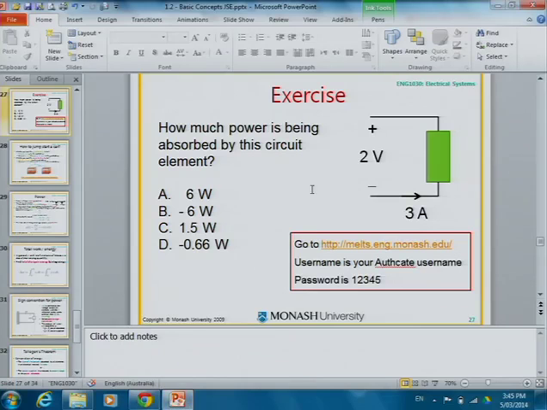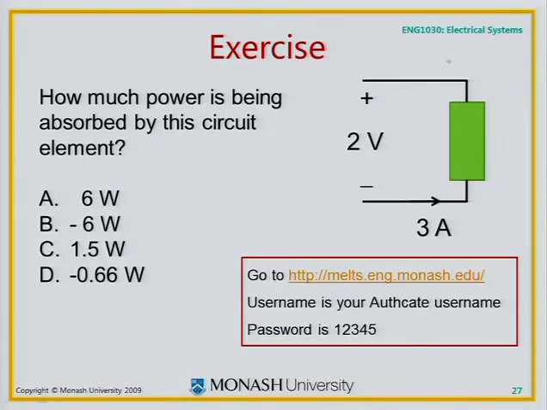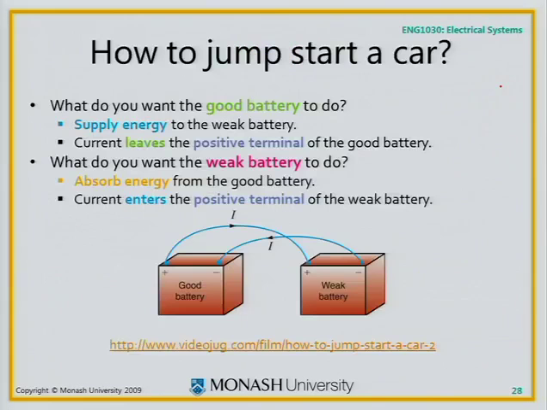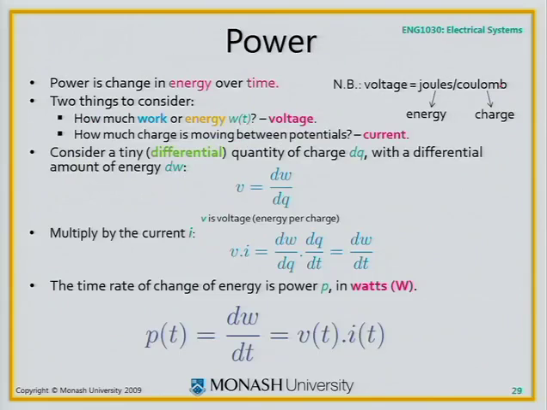But what we need to keep in mind is that the current flowing in to the positive terminal is actually minus 3 amps. So I've multiplied minus 3 by 2. That is the power absorbed. It's minus 6. So that thing's actually supplying energy to the rest of the circuit, as a battery would. Most of you were on to that.